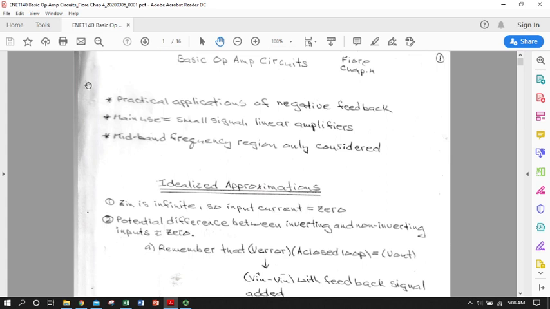Again, I will be using my notes from Fiore's Chapter 4, just like I did in the recorded screen capture lectures for Chapter 3. We will be looking at practical applications of negative feedback, and the main uses for these are going to be with small signal linear amplifiers. What is a small signal? Well, it's relative to the capabilities of the op amp.